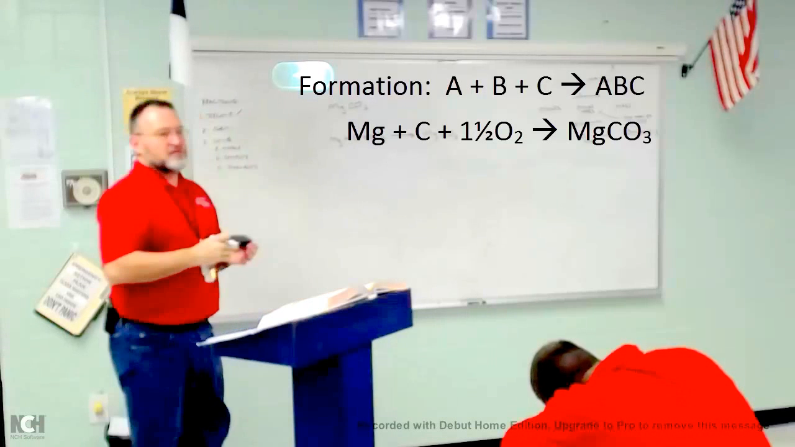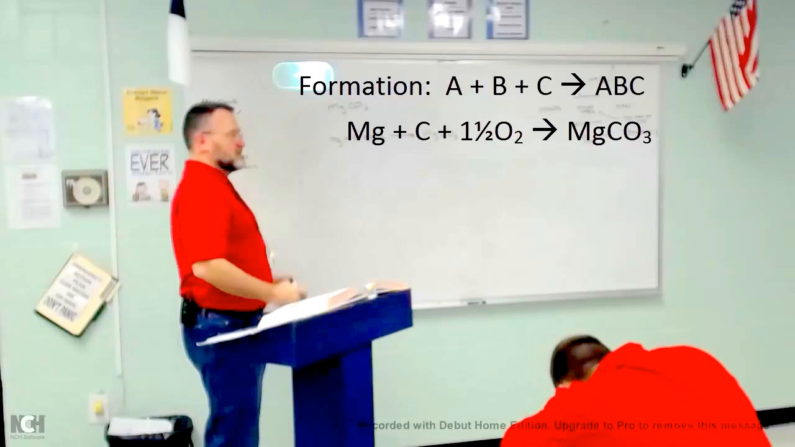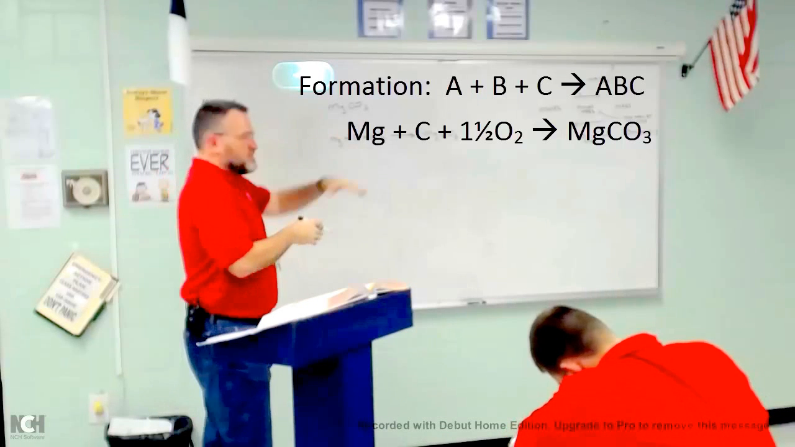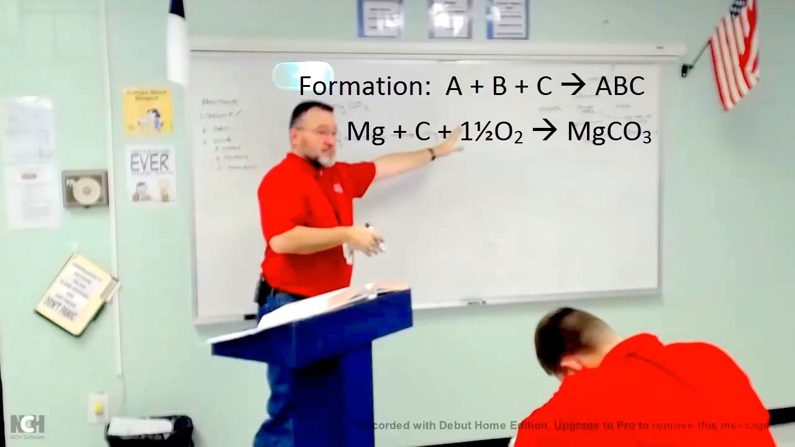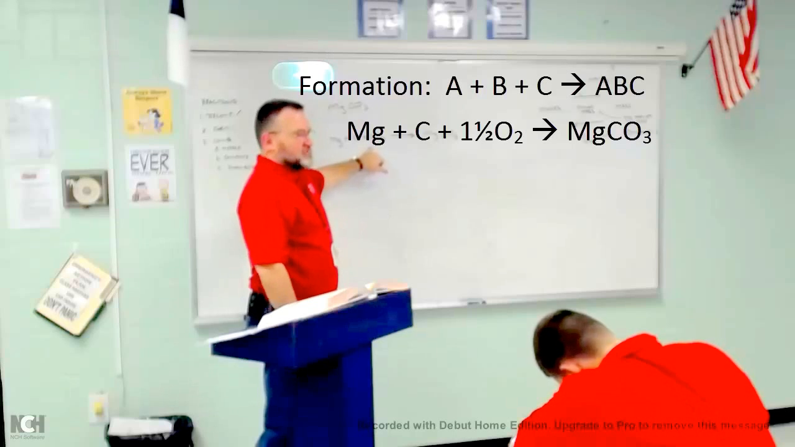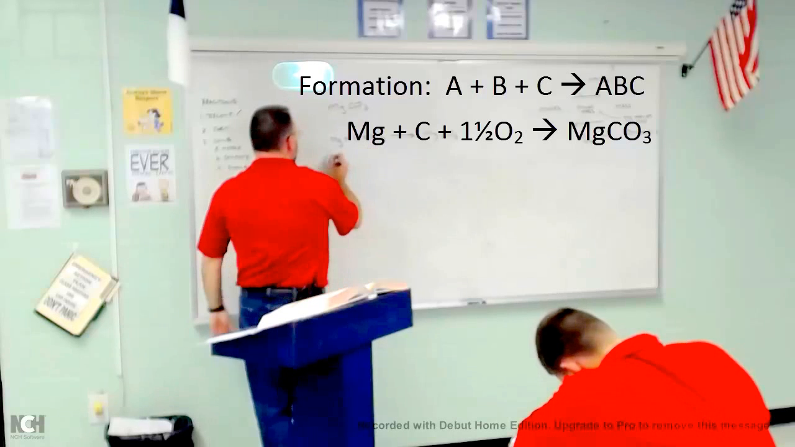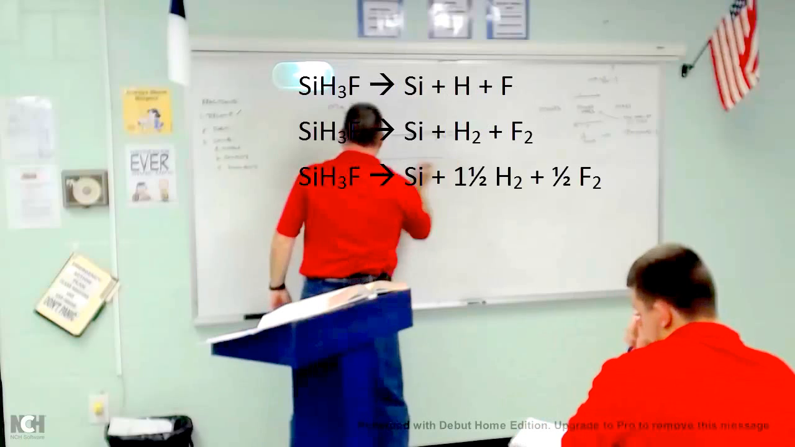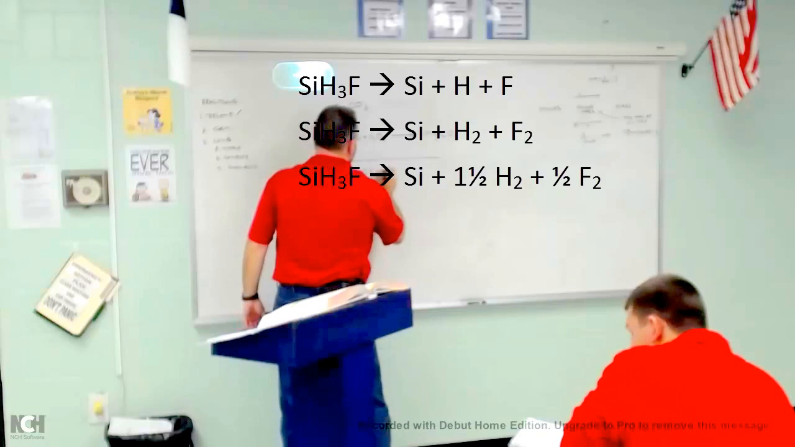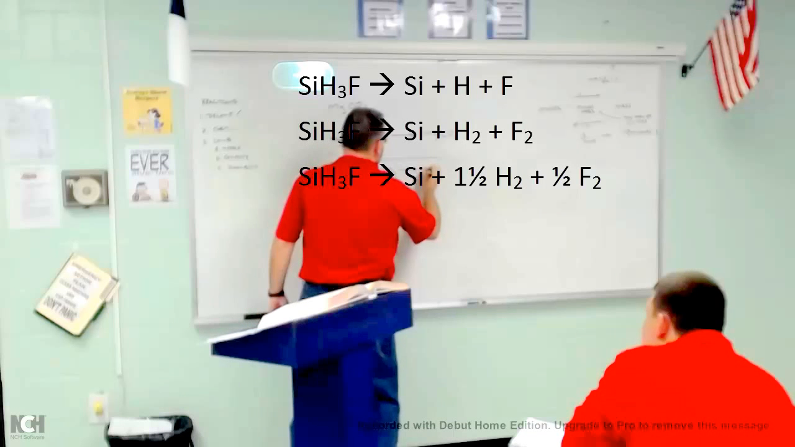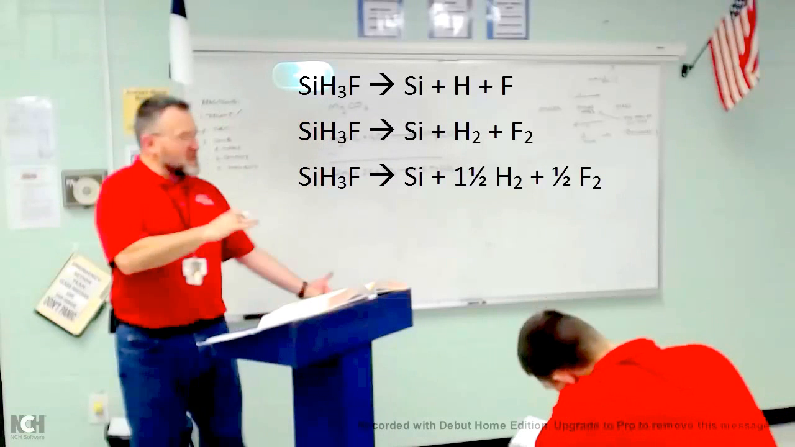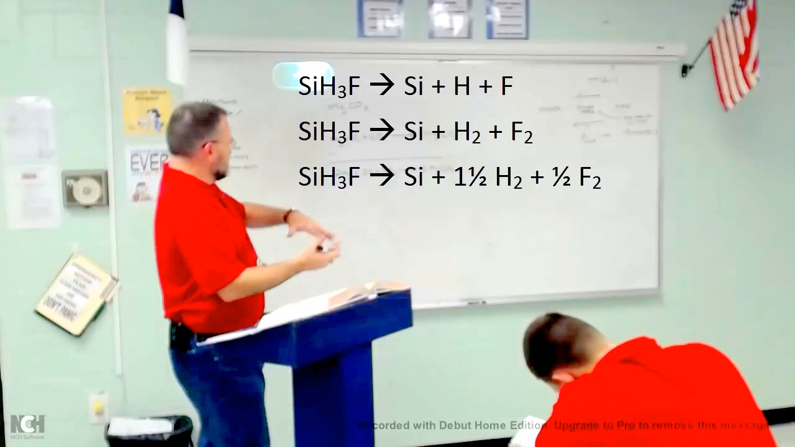That's a balanced form, but we're going to say it's true but not correct for this class. We need to have full integer coefficients, so let's do something to get whole numbers, and in most cases, as you know, it's going to be multiply it by 2. Multiply the whole thing by 2, and we end up with 2Mg plus 2C plus 3O2 reacts to produce 2MgCO3.